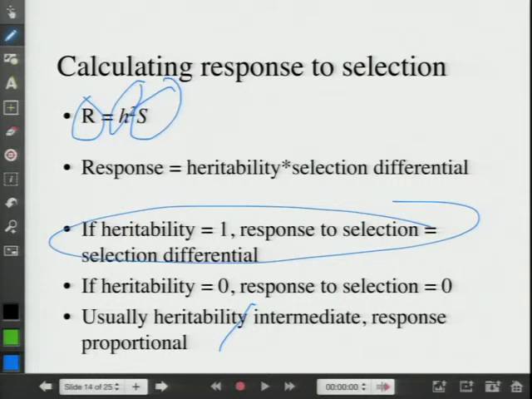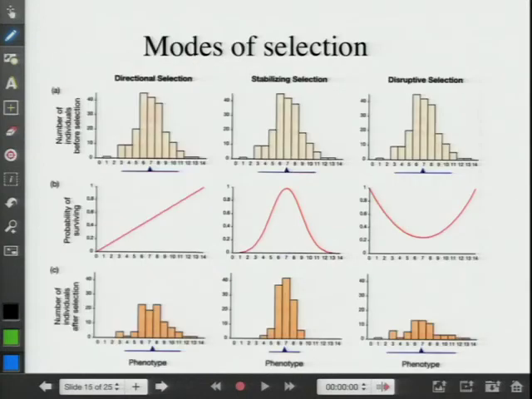If the heritability is 0, then the response to selection is 0. So this is the obvious case: can you have selection and not have evolution by natural selection? And the answer is yeah. Selection and the response to selection are separate things. The response is this change over time. Heritabilities are usually intermediate, and the response is proportional to that.